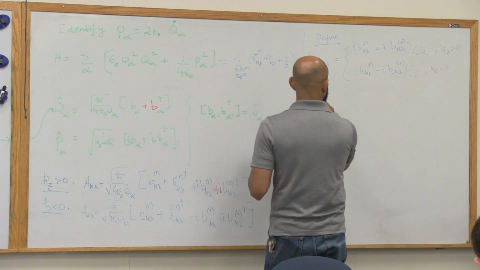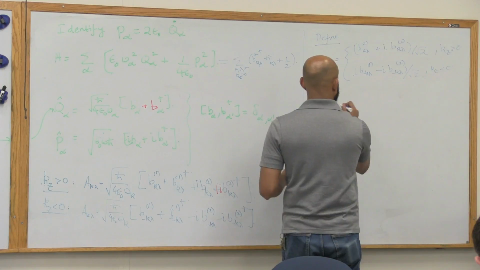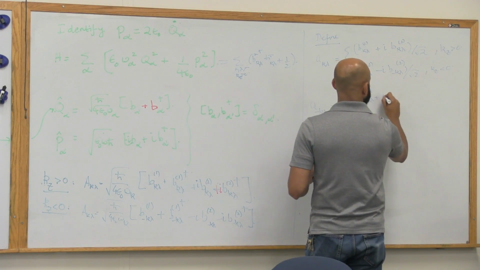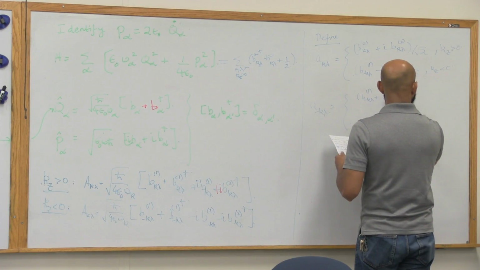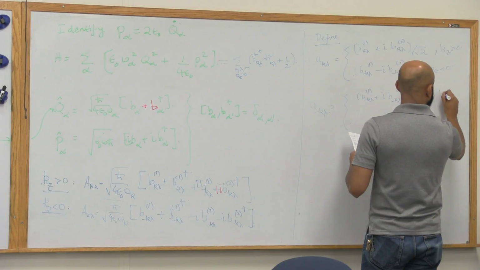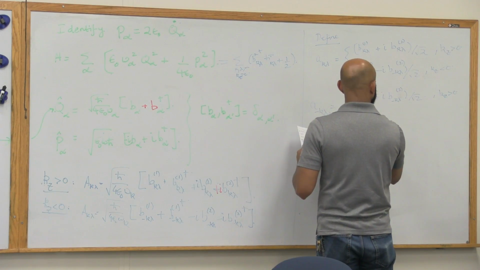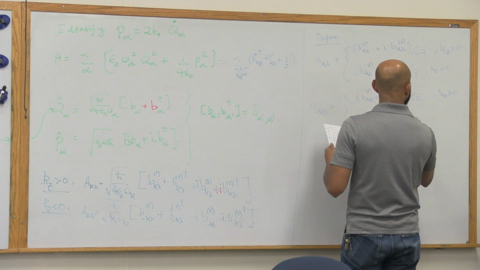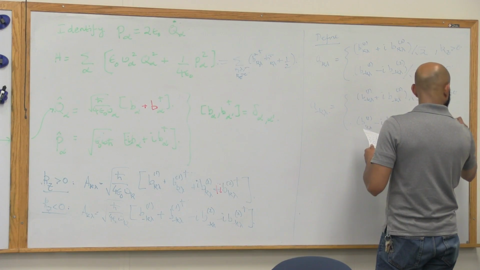You can also see, by taking the minus sign of this k, just to see what happens, that a_minus k lambda is b_minus k lambda 1 plus i b_minus k lambda 2 over square root of 2 for kz greater than 0, and the same thing over here: b_k lambda 1 minus i b_k lambda 2 divided by square root of 2 for kz less than 0.